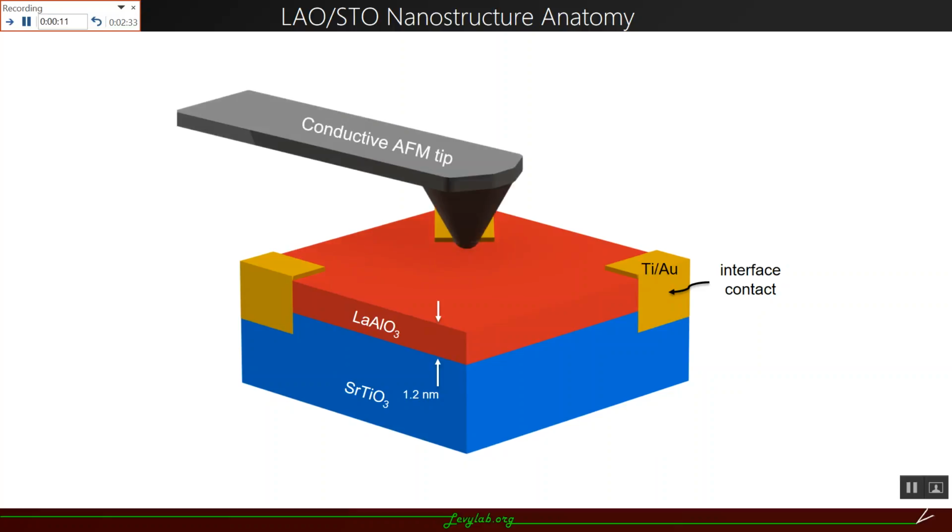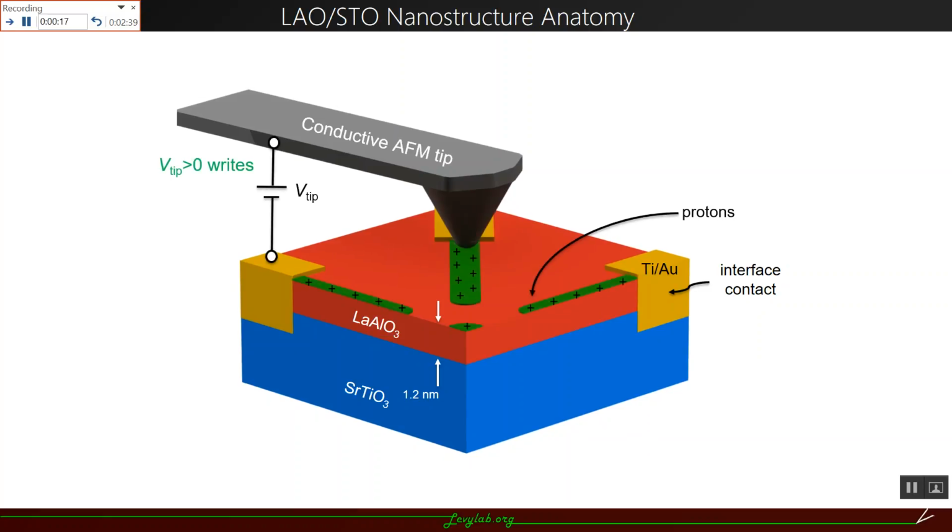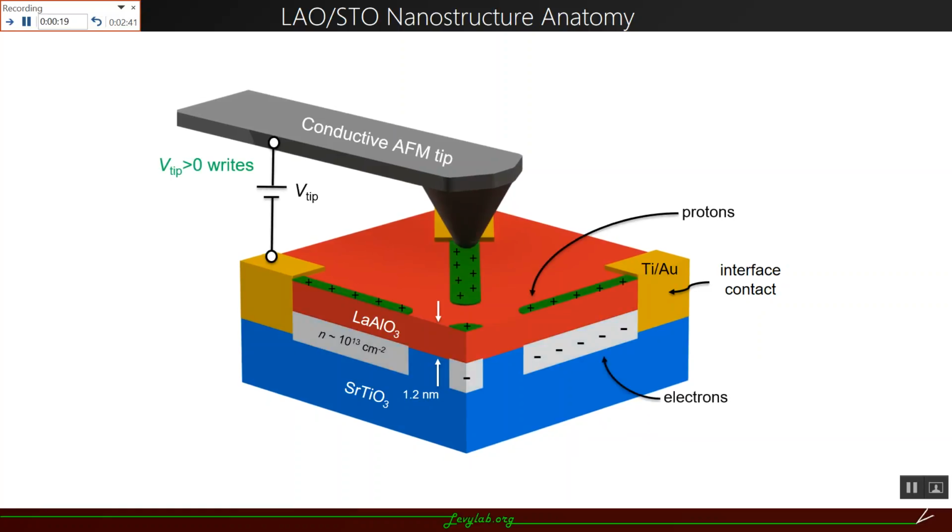By applying a positive voltage to an AFM tip and moving it across the surface of the lanthanum aluminate, we leave a path of protons, which then act as a local top gate, tuning the interface through the metal-insulator transition. This process is also reversible. By applying a negative voltage on the AFM tip, we can remove the protons and restore the insulating state.